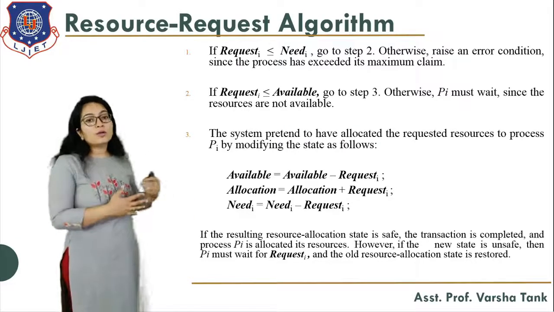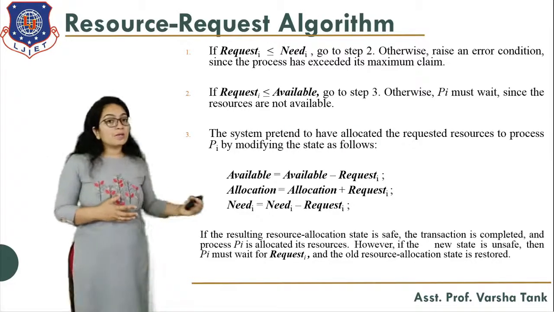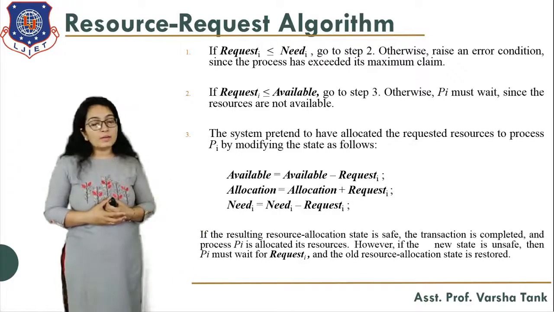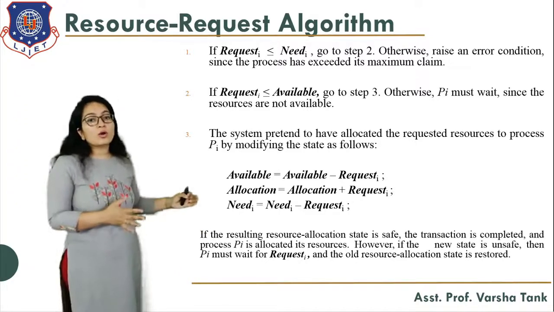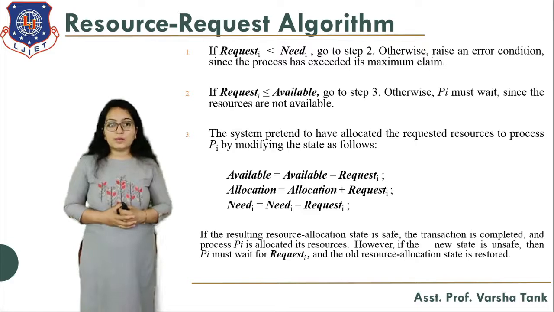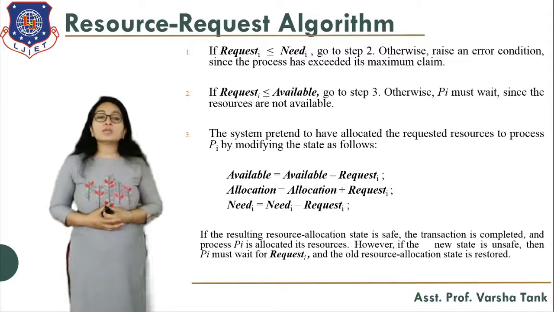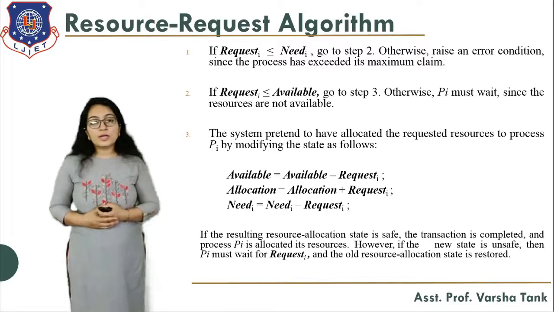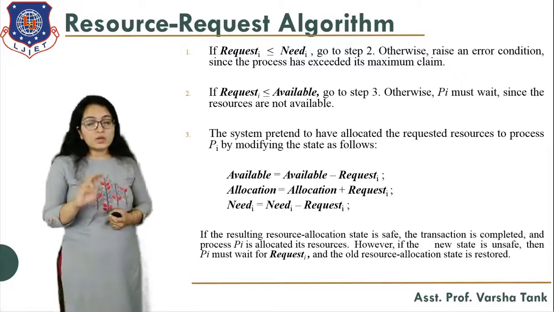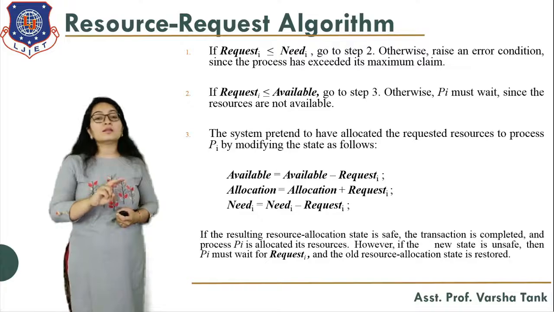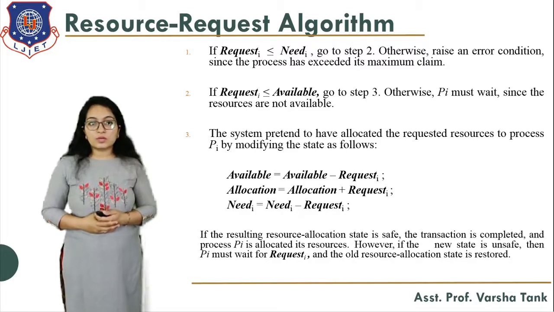And Need is equal to Need minus Request. Again, we have to change the Need matrix also. So Need is equal to Need minus Request. This is what we have to do in the resource request algorithm. Got it? So we have seen the two algorithms: one is the safety algorithm and the other is the resource request algorithm.